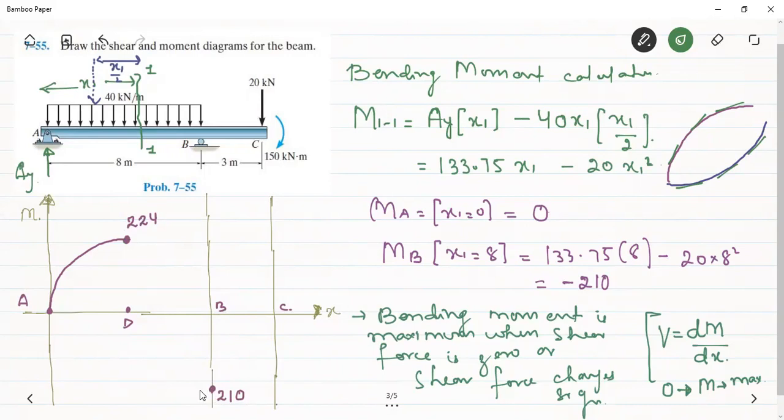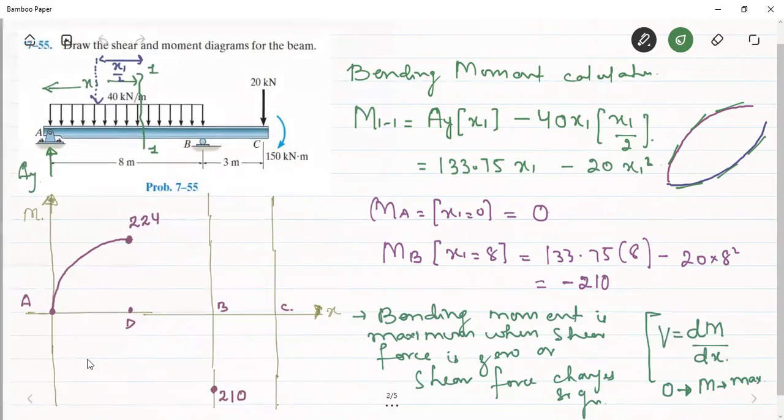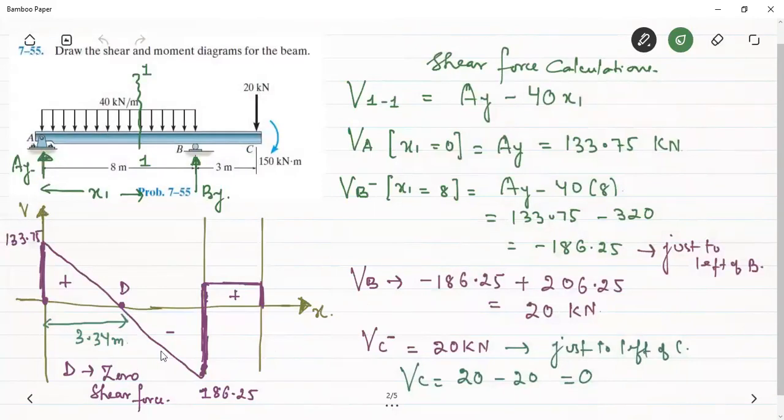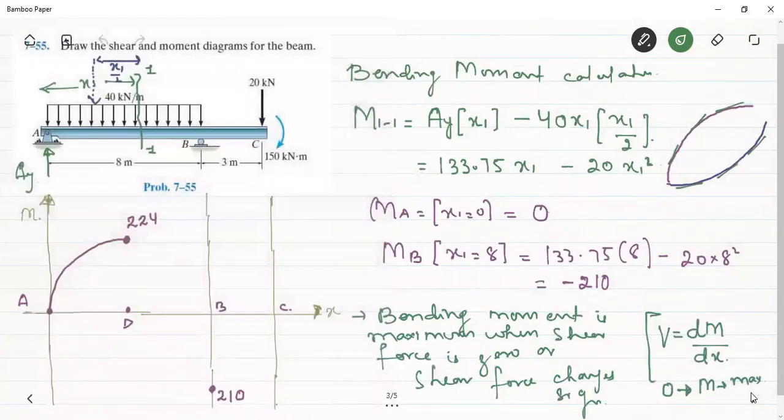Again, it will depend upon the shear force. See here, the slope of the bending moment curve is equal to the shear force. Now in this region, the shear force is increasing. Although it is negative, the magnitude is increasing. Therefore, from D to B, the shear force is increasing, so the slope of the parabola which connects the bending moment at D with the bending moment at B should increase.